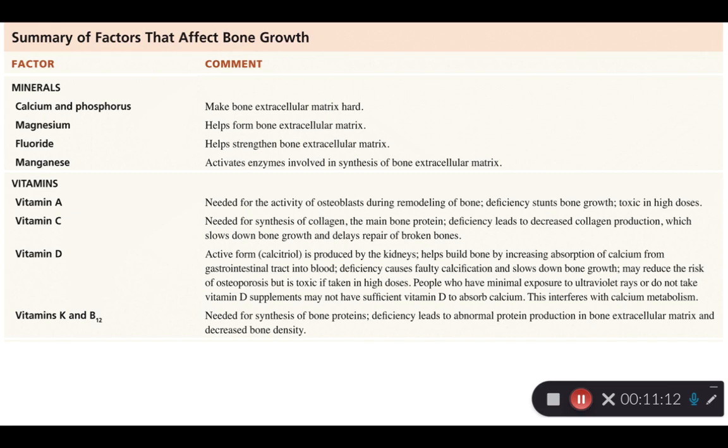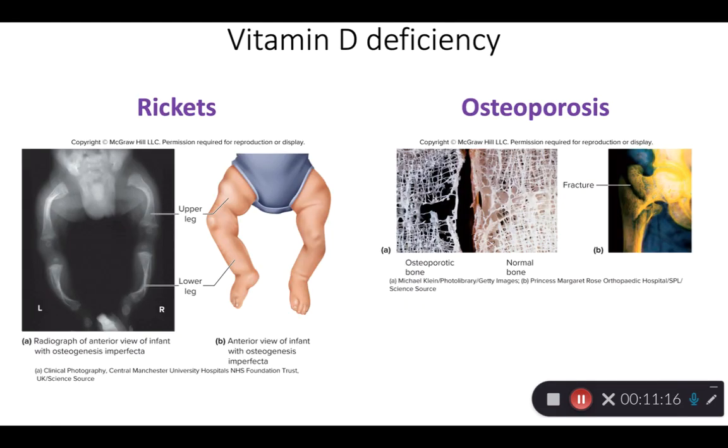Diet is a huge player in maintaining nice, healthy bones. Here's a couple conditions. Vitamin D deficiencies can lead to rickets in children. So rickets is specifically when it's deficiency in children. Notice these bones start to bow. All right, so that's a vitamin D deficiency.